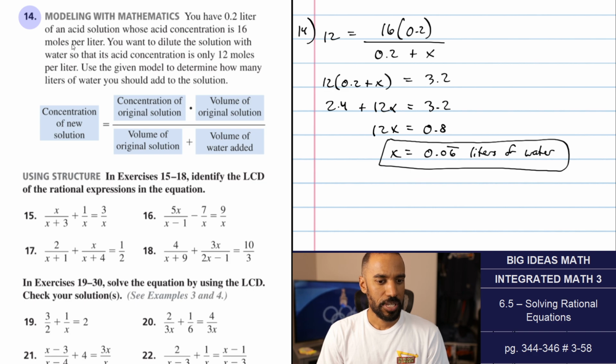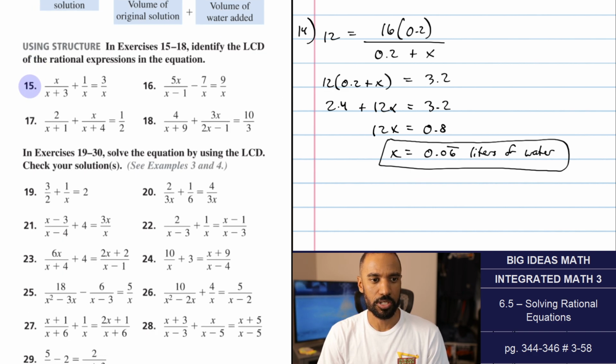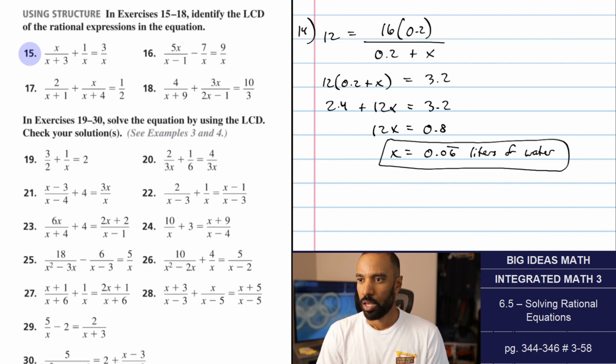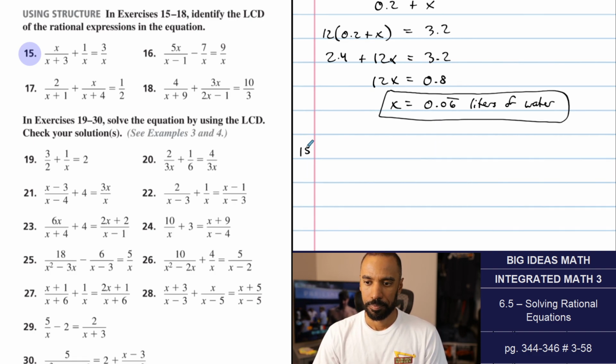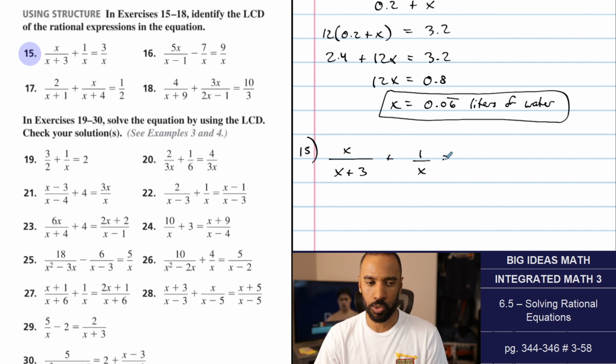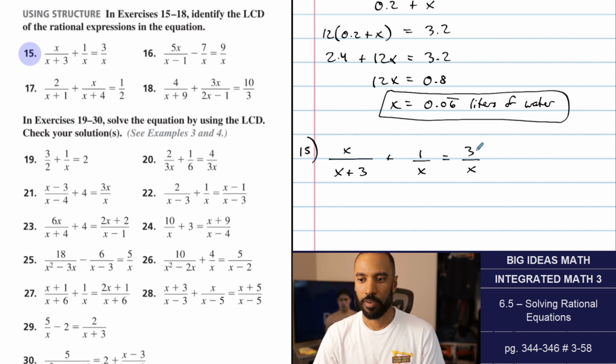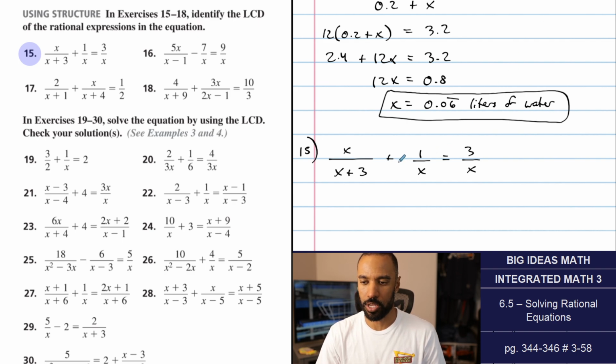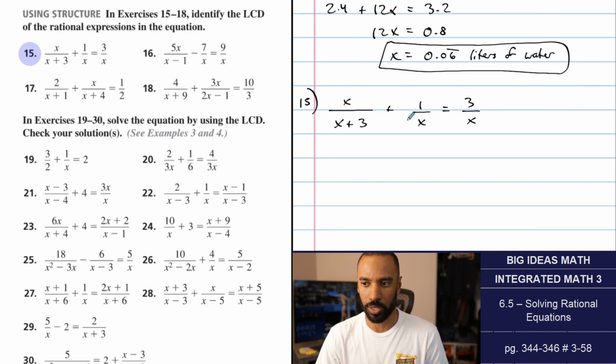Okay, numbers 15 to 18. Identify the least common denominator of the rational expressions in the equation. For all of these, there's really no work I've got to show for the majority of these. Just find what's missing in the other things and say what you have total. We did this in the past, we just only had these numbers.